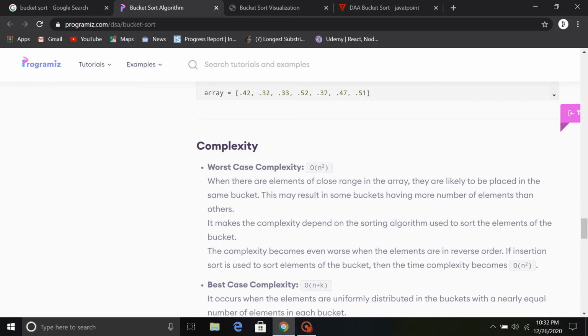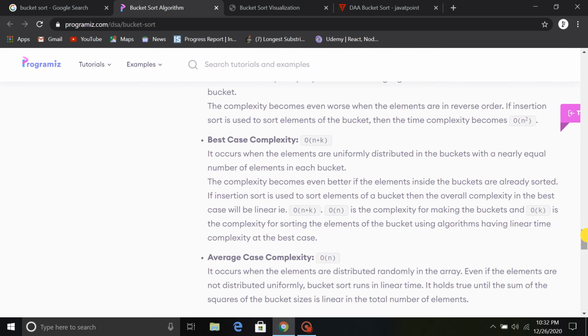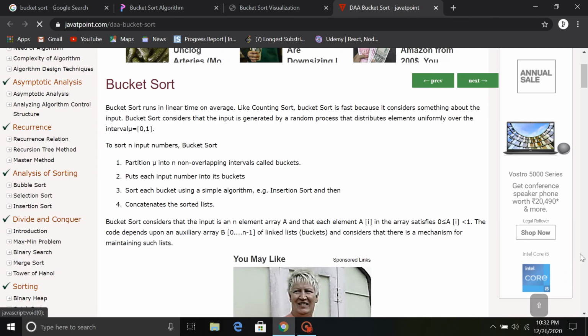If there is a same element, then it's going to compare them, and for storing them according to the sorting algorithm, it will take some time, and it totally depends on the sorting algorithm that we are taking for that. Okay, so the worst case is big O of n square, the best case takes n plus k times, and the average case takes big O of n. Okay, so talking about the algorithm that we are going to use for this.